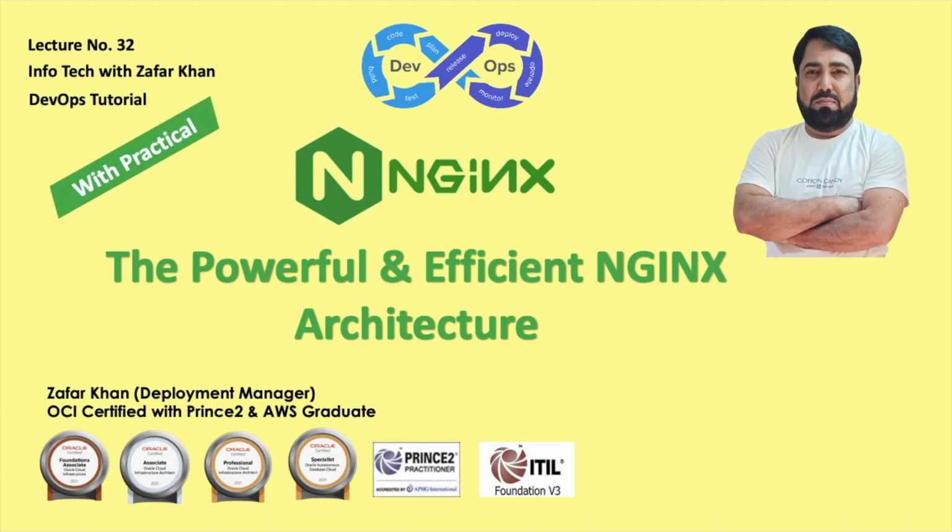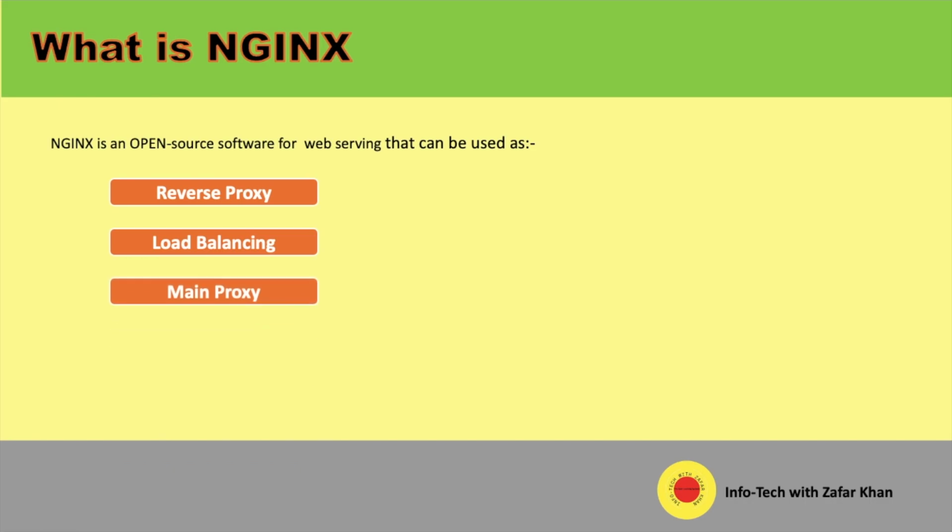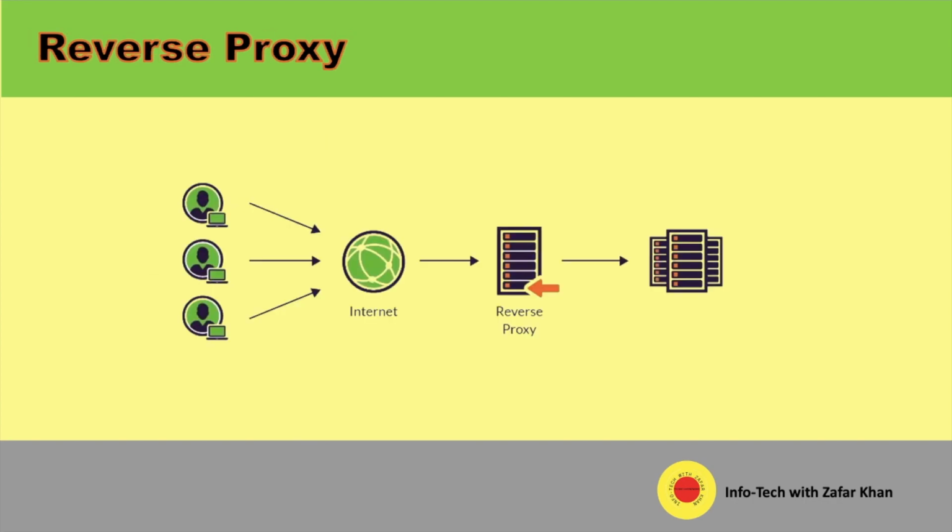So first let us understand what is Nginx. So Nginx is an open source software for web serving that can be used as a reverse proxy, load balancing, mail proxy, HTTP cache, media streaming, and many more. Okay, so now reverse proxy, which is basically the opposite of a proxy server, in the opposite direction.